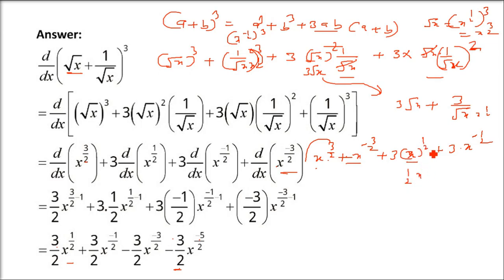So 3 by 2 x raised to minus half. This is this term. Now 3 into minus half comes outside, x raised to minus half minus 1. That is minus 3 by 2. And minus this is minus 3 by 2. 3 into minus half is minus 3 by 2. This is the term.